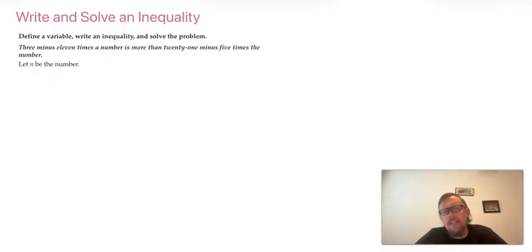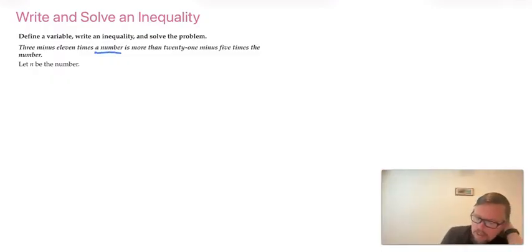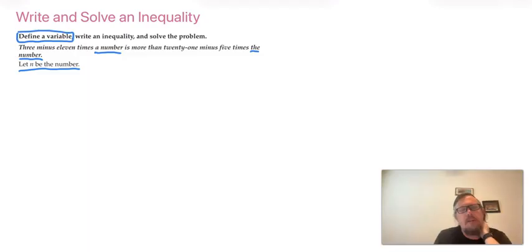It says 3 minus 11 times a number is more than 21 minus 5 times the number. So our variable is going to be the number, and I see that written twice. It says a number, and then later it says the number. And the problem says let n be the number. So that's going to be our variable. N is going to be the number. So that is the define the variable part.